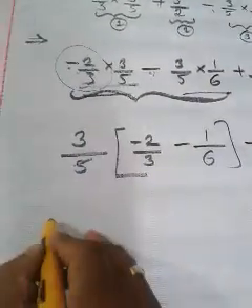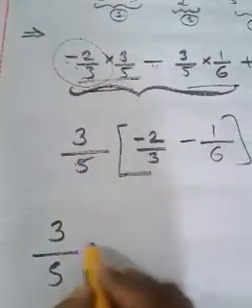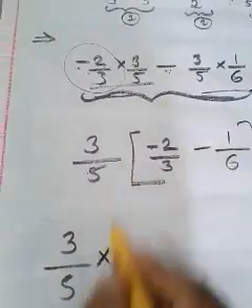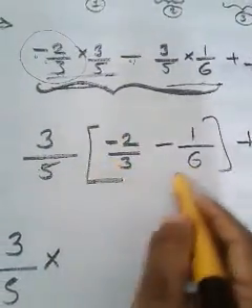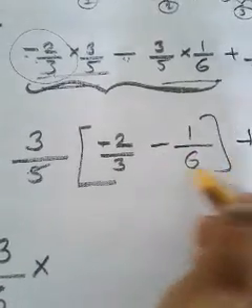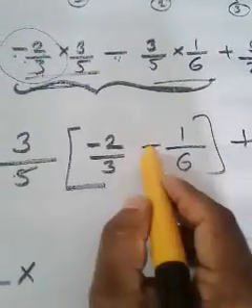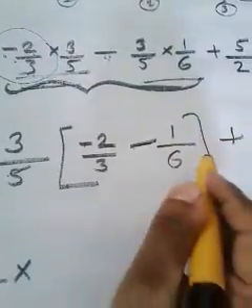Now just see, it becomes 3 by 5 into. If there is no operation, it means multiplication. Now what can I do here? As you wish, you can apply cross multiplication or you can apply the LCM method, because the operation is subtraction. Cross multiplication or LCM can be done. Let me use cross multiplication.